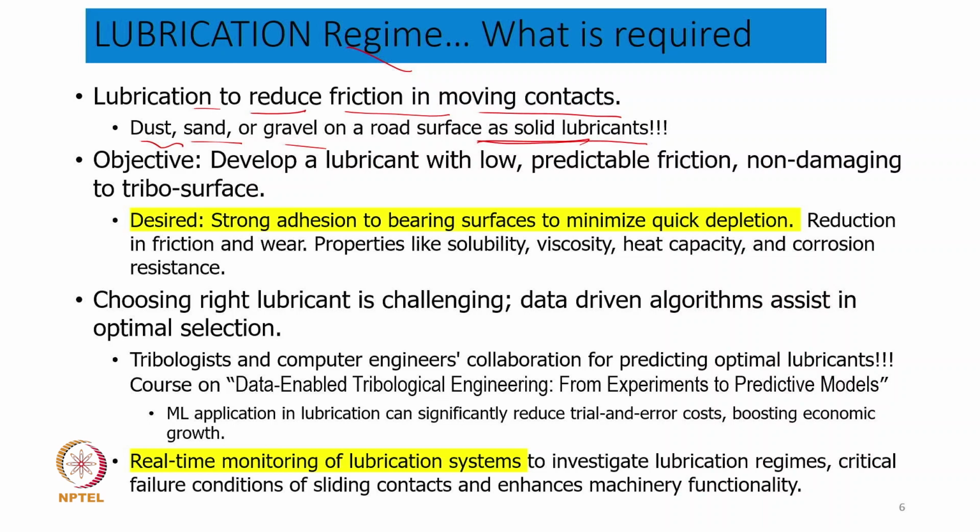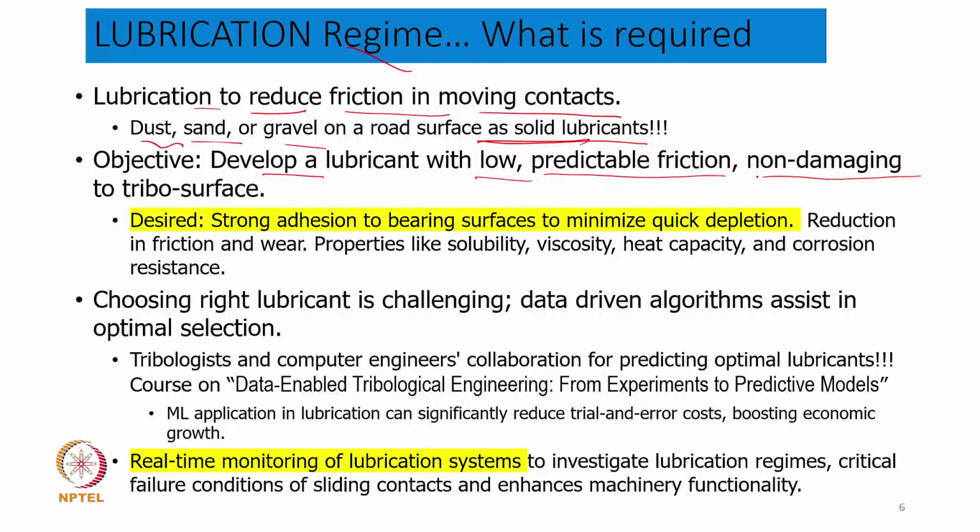What is our aim? Our objective should be to develop a lubricant with a low, predictable friction. May not be zero, but we should be able to estimate friction appropriately, and it should not cause any damage to the tribo surface. So that's the objective of developing or designing a lubricant. We say develop a lubricant with low predictable friction, no damage to the tribo surface, and strongly what is desired, it should attach to the bearing surface. That means there should be strong adhesion to the bearing surface to minimize quick depletion.